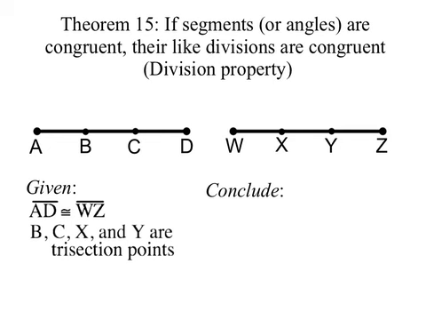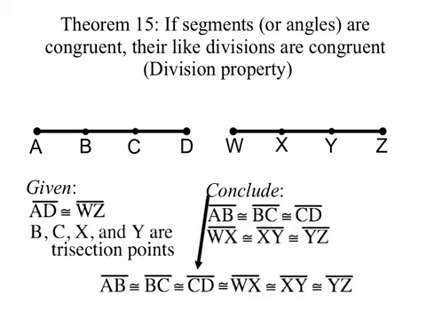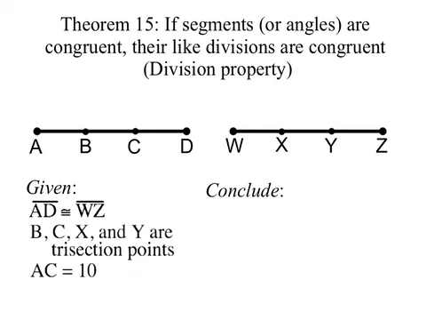Again, there are several conclusions we can make. The first one I'll make is that AB is congruent to BC, which is congruent to CD. And on the right side, WX is congruent to XY, which is congruent to YZ. And we can also conclude that all 6 of those segments are congruent because the original two segments, AD and WZ, were congruent.